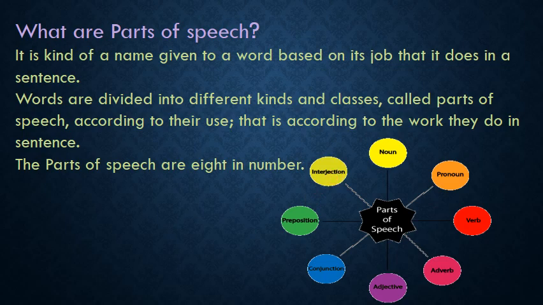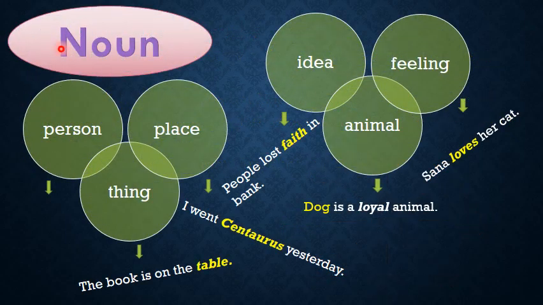We will start talking about noun. A noun is the name given to a person, place, thing, idea, feeling, and animal. So, an example is given over here of a person. Ahmed is a good boy. I have highlighted Ahmed here because Ahmed is the name of a person. It means that Ahmed is a person.